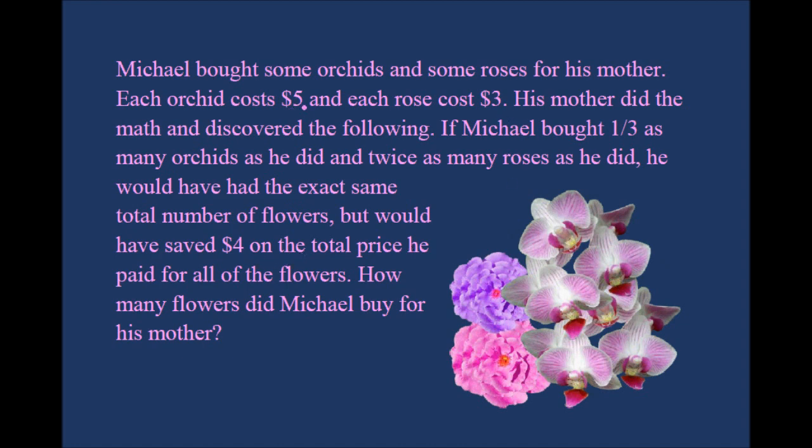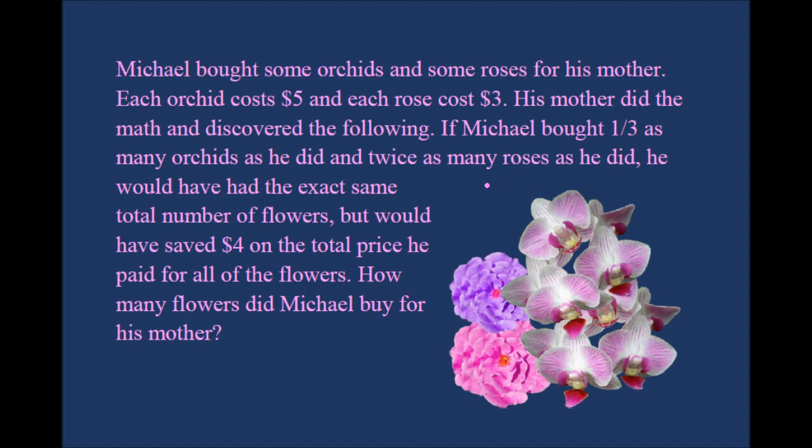Now if you swap one orchid with one rose, you save $2. If you swap two orchids with two roses, you save $4. So he must have swapped two orchids with two roses. Now that swapping would have doubled the number of roses. So if you replace two orchids with two roses, you're going to have twice as many roses. So originally you had two roses. So originally Michael had two roses.